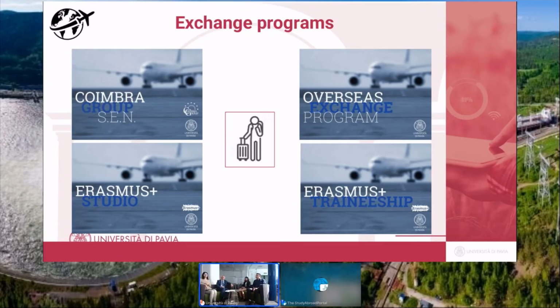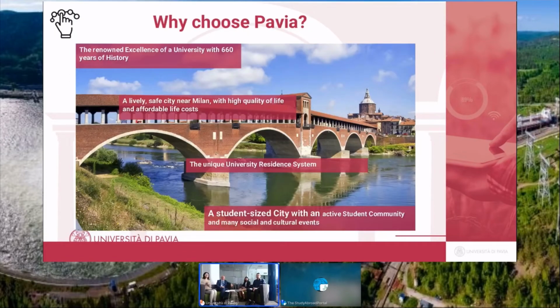That's wonderful to know. Okay, so in the end, I just want to recap all the information in 4 points. Why you should choose Pavia? The first point is that the University of Pavia is one of the oldest universities in Italy and also in the world, with a long history of more than 660 years.